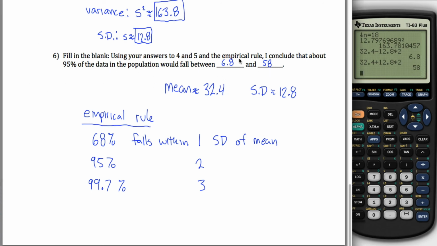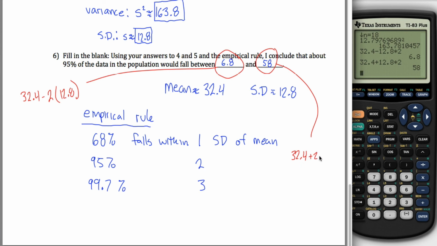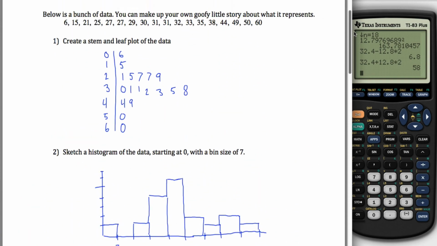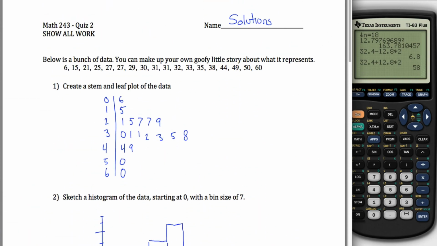Maybe I'll even highlight where I got these from. This one was 32.4 minus 2 of these standard deviations. And then this one was 32.4 plus 2 of these standard deviations. I don't know, I think that's kind of hard, but that's the end of the quiz. So we got some empirical rule, we did all sorts of one variable statistics, and we even drew some pictures on this one. So we went through all sorts of stuff on this quiz, but I'll end the video here.